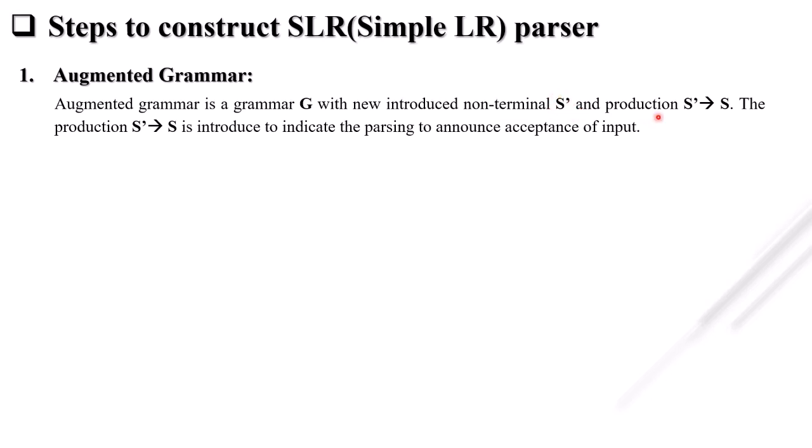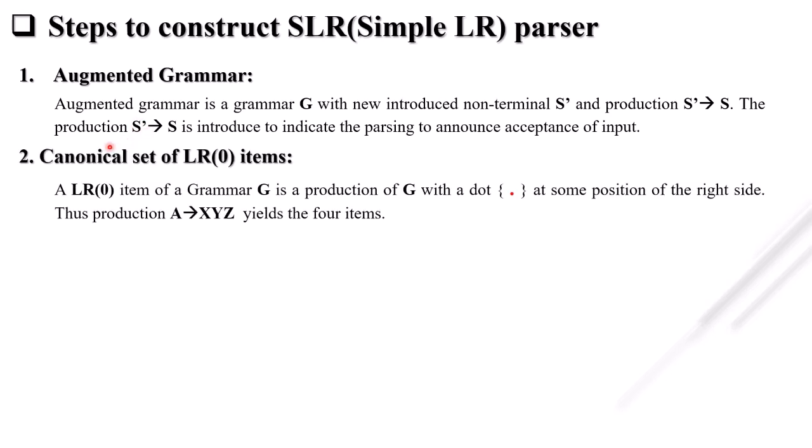And the production S dash tends to S. The production S dash tends to S is introduced to indicate the parser to announce the acceptance of the input. Why do we have to create this augmented grammar? To announce the acceptance of the input. When we do a sum of SLR, I will tell you how this augmented grammar helps SLR to accept any string, if it is valid.